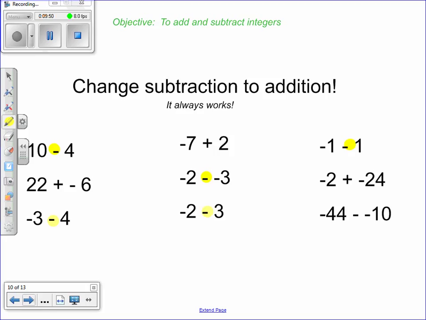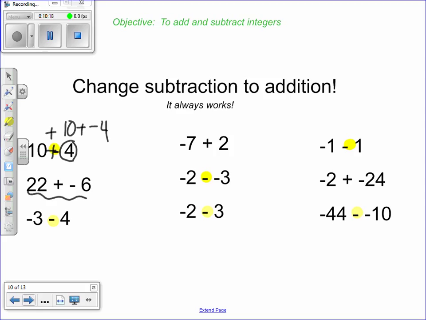All right, subtraction, subtraction. All right, so now we change it to adding because we know how to add. So subtraction is the same as adding the opposite. So I change my subtraction sign into adding. Okay. The opposite of what comes next. So the opposite of positive 4 is negative 4. This problem becomes 10 plus negative 4, or 10 positives and 4 negatives.